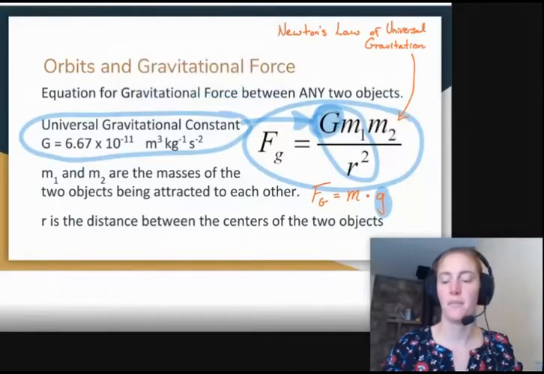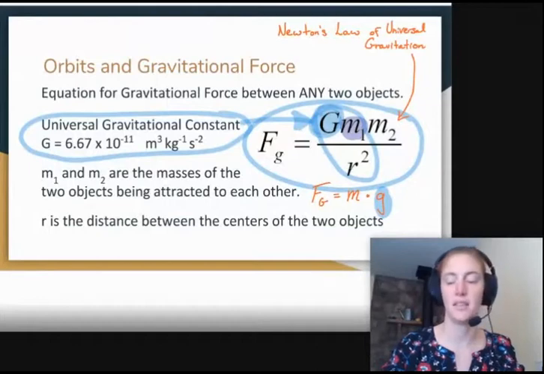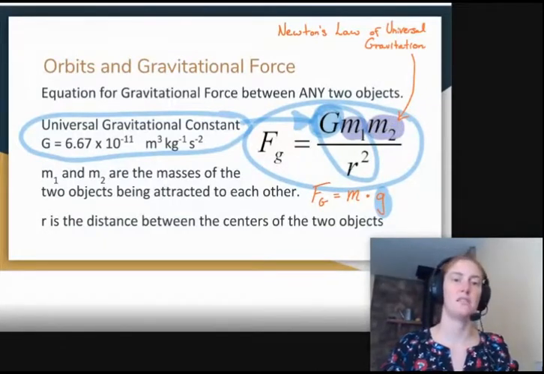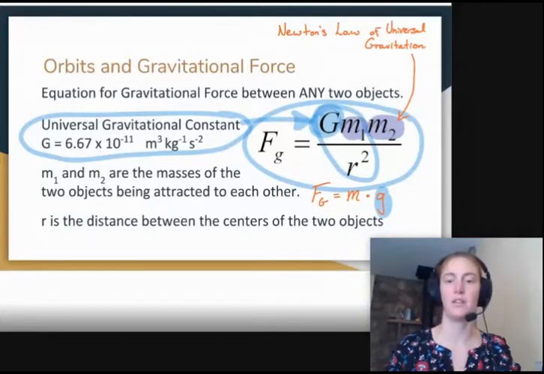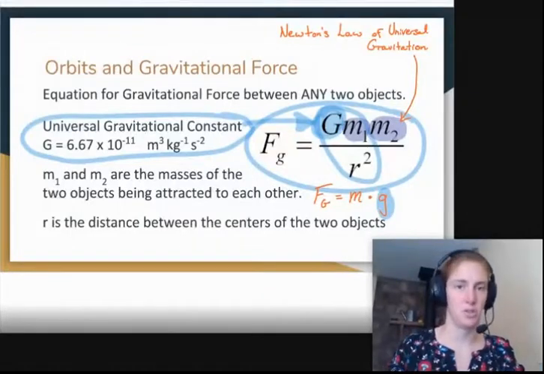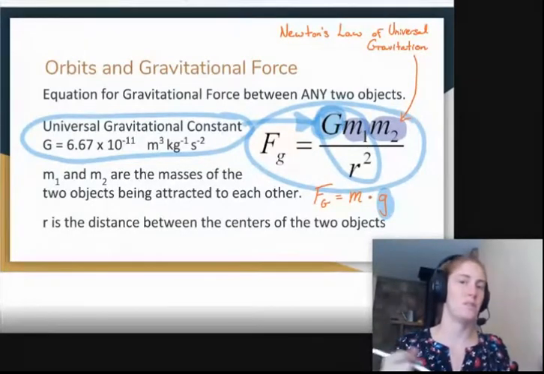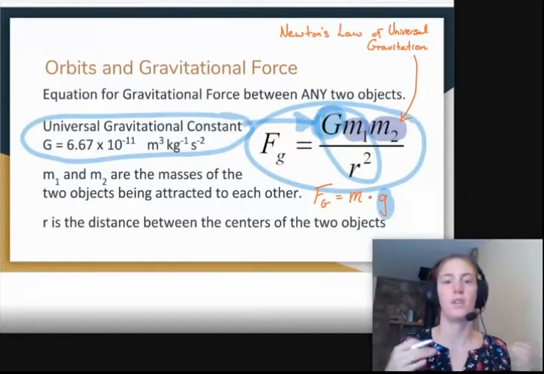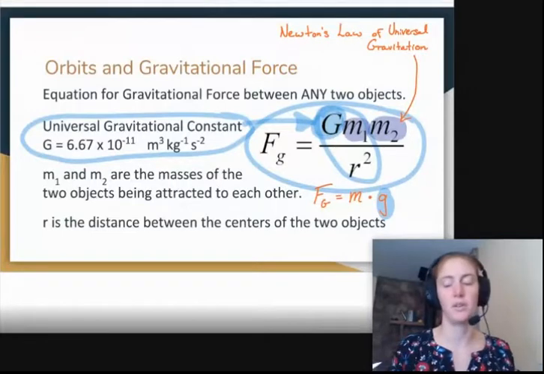And then for the mass of each object, this would be the mass of me, and then this could be the mass of my dog. If I was trying to find the gravitational force between myself and the Earth, then it would be the mass of me and the mass of the Earth. And it doesn't matter which one is M1 and M2, because if I do 3 times 2, that's the same as 2 times 3. So the order does not matter. You just need to know that you need to put both masses in there when you're multiplying everything together.